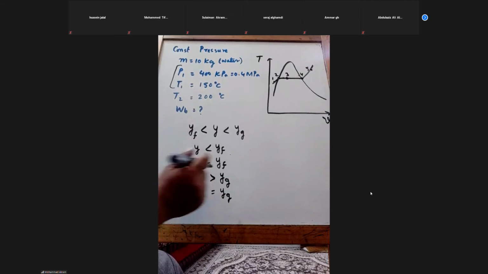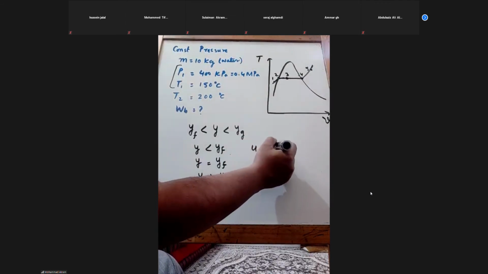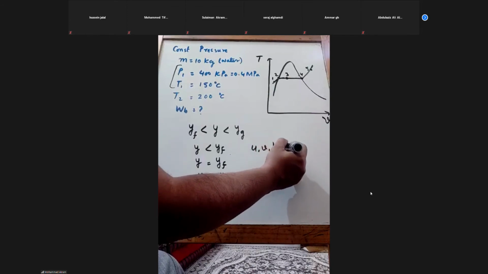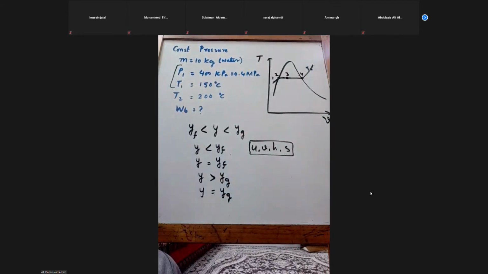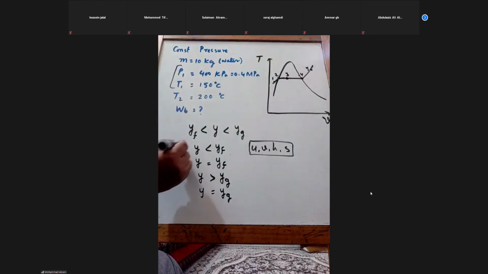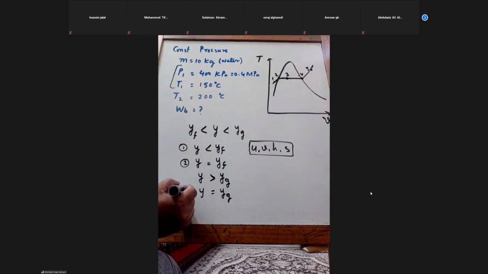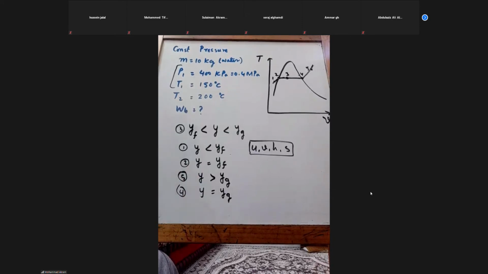Where y can be u, v, and then h, or s, entropy. It can be any value. For a given pressure and temperature, you need to check this. So depending upon these 5 conditions, we can have 5. This one is first, this is second point, this is third point, this one is fourth, this one is fifth point. You can write in sequence in your notes if possible.